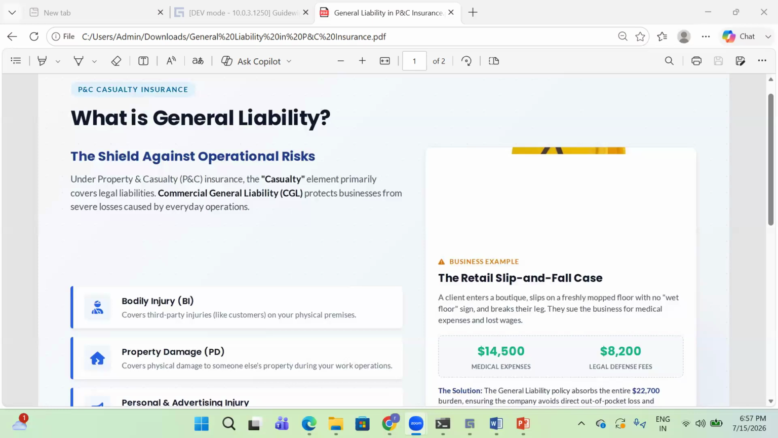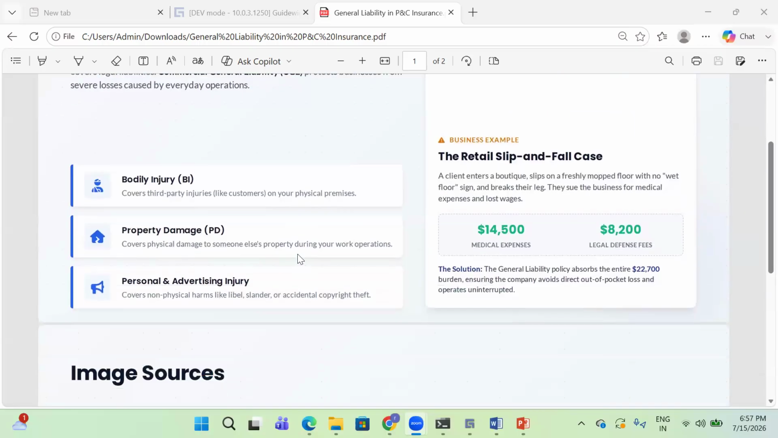This is a combination of multiple things. One is bodily injury, which covers third-party injuries, like a customer getting injured on our physical premises. Second, property damage is covered as well, which covers physical damage to someone else's property because of our work environment and working operations.